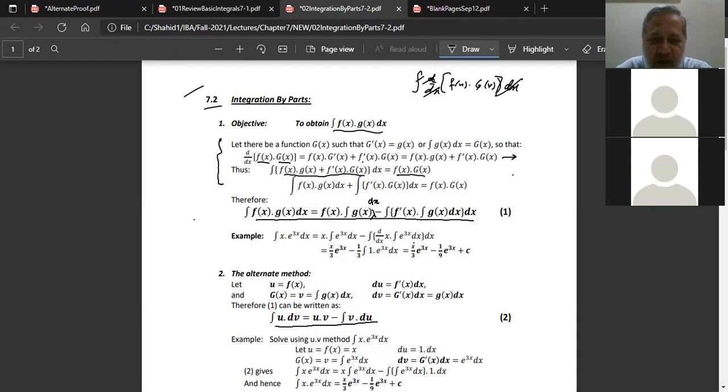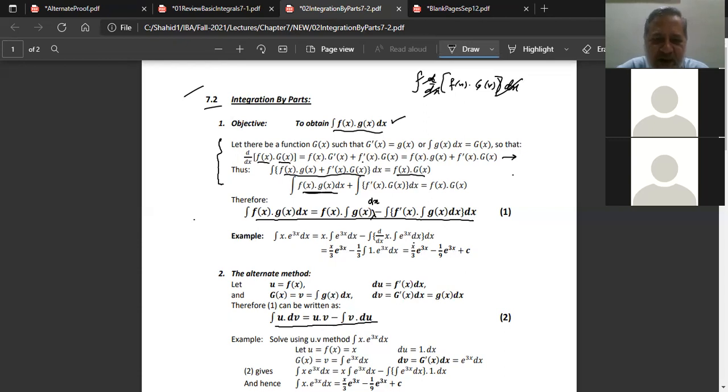Integral is involved here. Now let us see what terms are associated with the integration process. One term is f into g, that has to be integrated. Another term is f prime into capital G, which has to be integrated. And the other side we write for the time being as it is. Now this is what was our target.